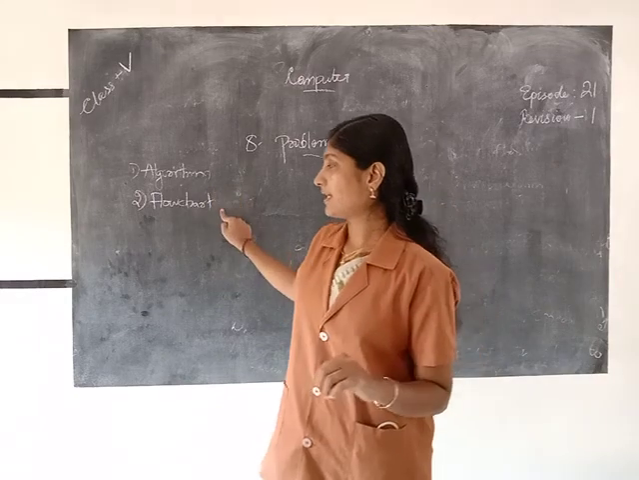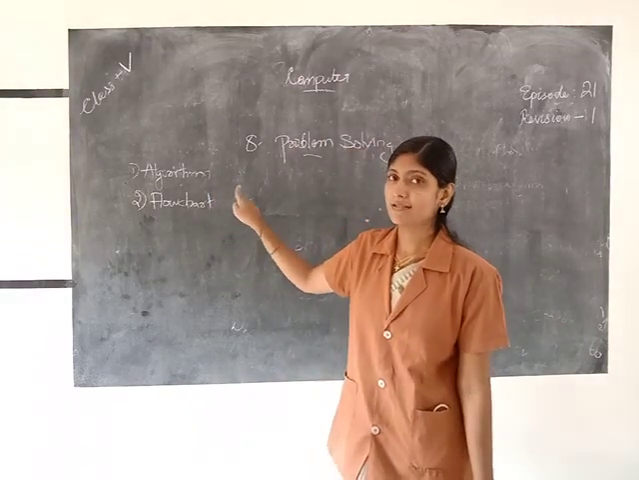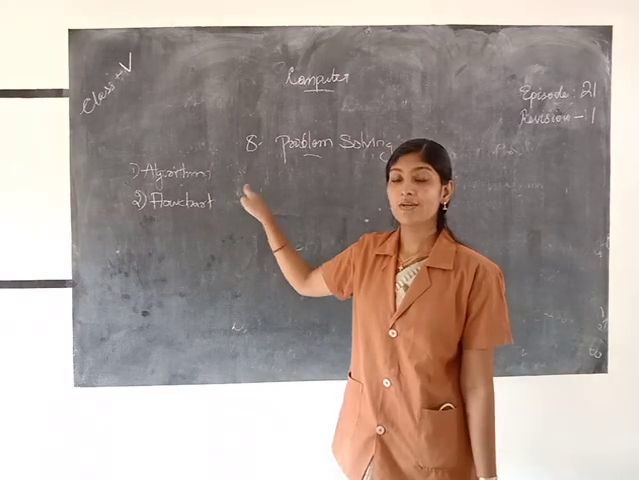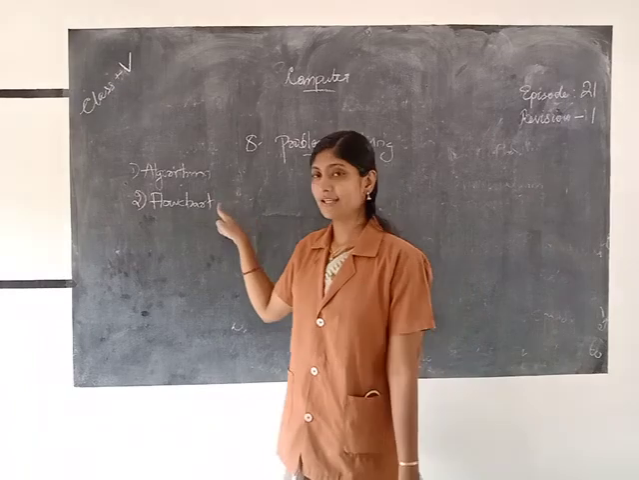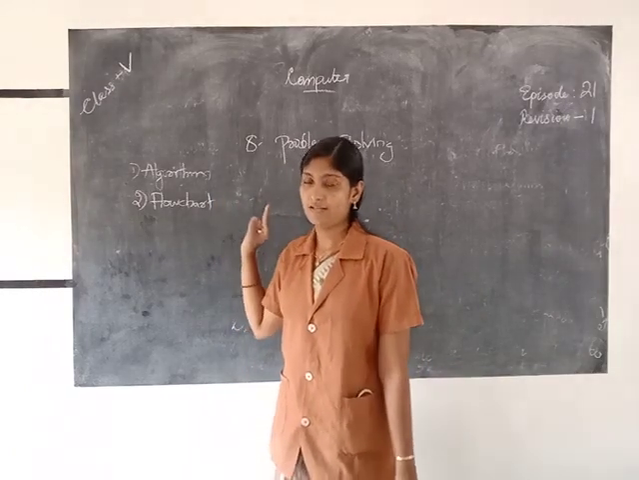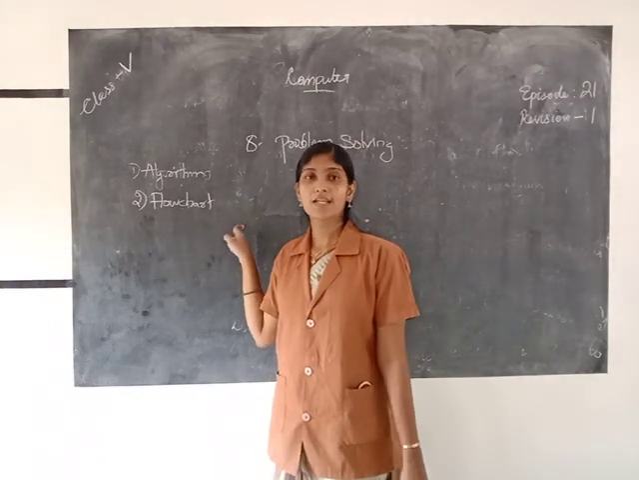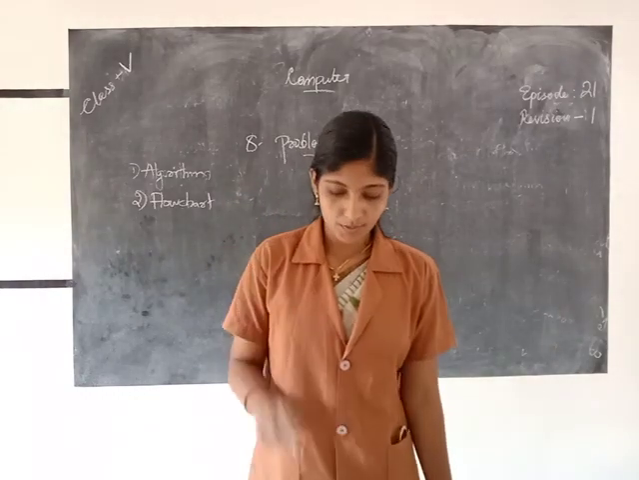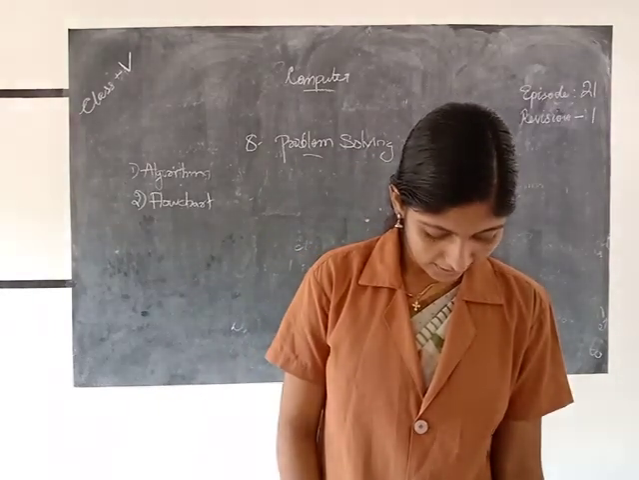And the difference between algorithm and flowchart: an algorithm is the set of instructions given in a required order to solve a problem. In the case of a flowchart, it is the graphical representation of the set of instructions required to solve a problem. So these are the two important topics.